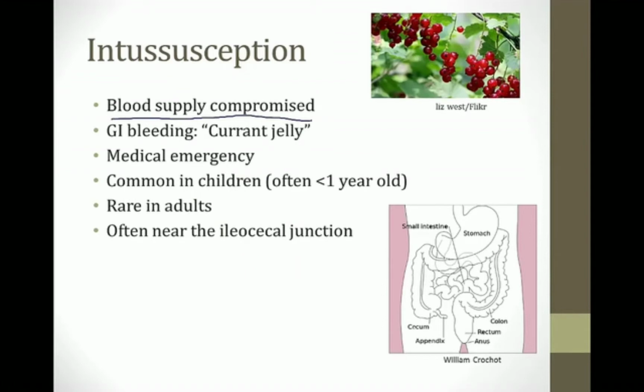This can cause necrosis and bleeding, and the patient will present with GI bleeding that is classically described as appearing like currant jelly. If you don't know what a currant is, it's a type of plant. This is a picture of some currant on the screen here, and the GI bleeding that occurs in intussusception will be thick and red like currant jelly. This is a medical emergency, and it's common in children, often less than 1 year old.